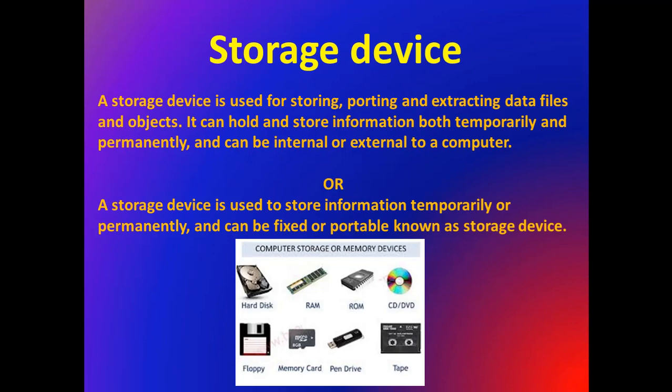Here are some examples of storage devices also. Hard disk, RAM, ROM, CD, DVD, floppy. Listen, hard disk is the fastest and largest storage medium of your computer system, and floppy is the smallest and slowest storage medium in your computer system. Your floppy can store up to 1.44 MB data. This is your memory card, this is your pen drive, and this is your magnetic tape.